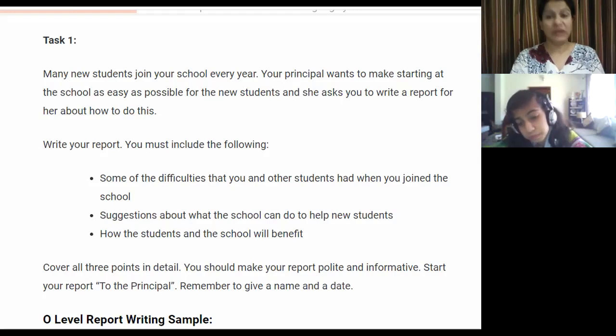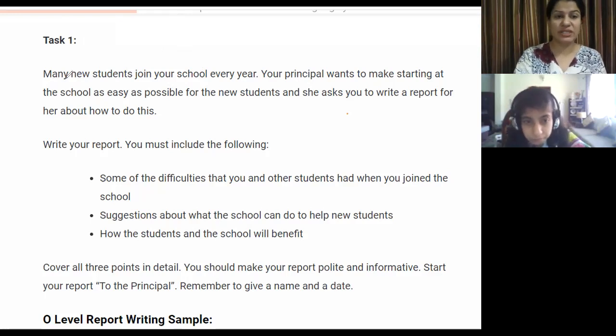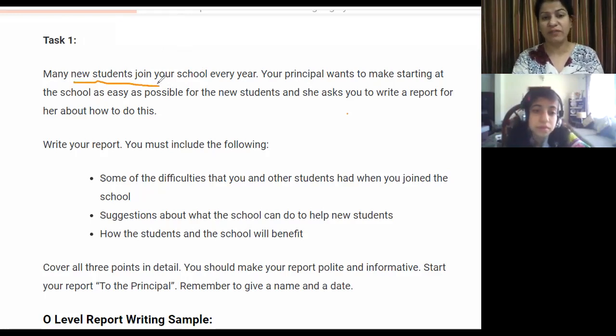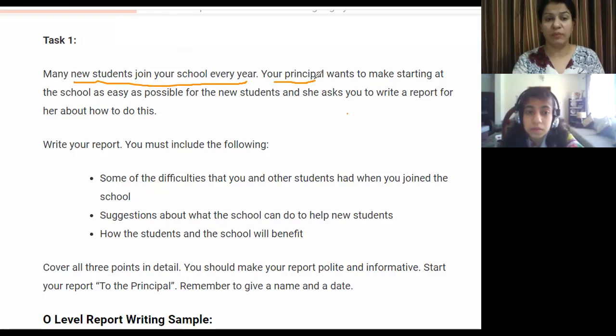Now, the first and foremost thing that I have noticed in this question is that you're going to first analyze the question. The situation is that new students are joining the school every year. Now, who is asking you? Your principal. And what is their requirement? They want to make the starting for the students easier. That is basically the requirement. She asks you to write a report.